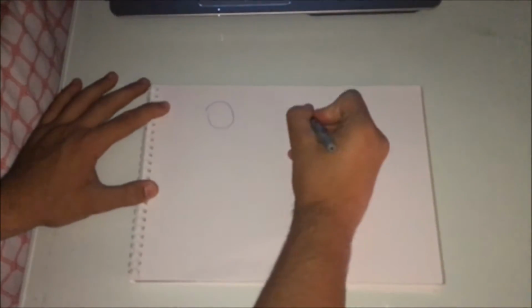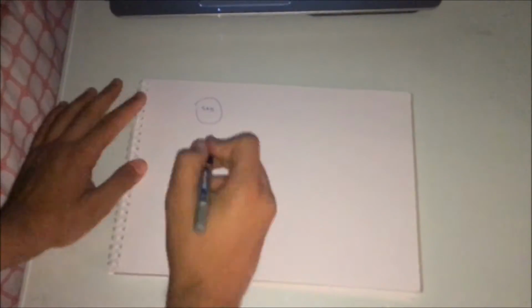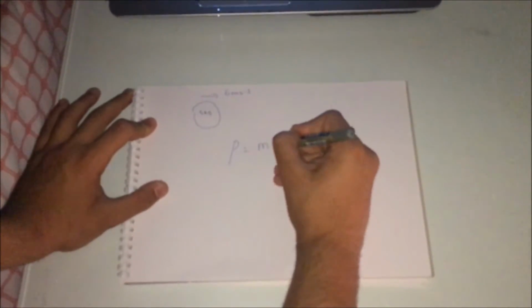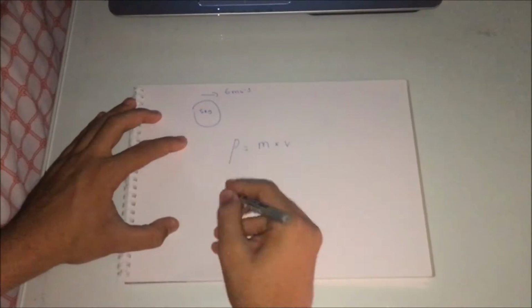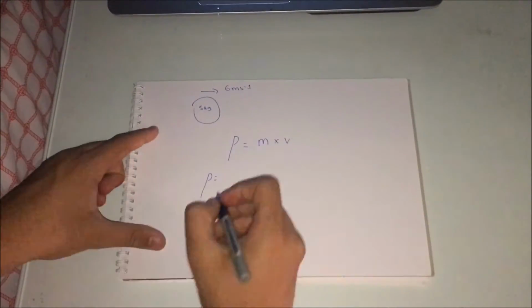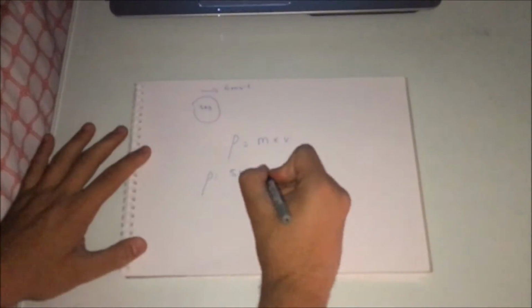So now I'm going to give you an example of where to use this equation to find the momentum. You have a ball of 5 kilograms, and its speed is known to be 6 meters per second. So we can use the equation P equals m times v, insert our values and find the momentum, which is P. P is equal to mass times velocity. And what's our mass? As I said, it's 5 kilograms. So you can do 5 kilograms times the speed, which is 6 meters per second.